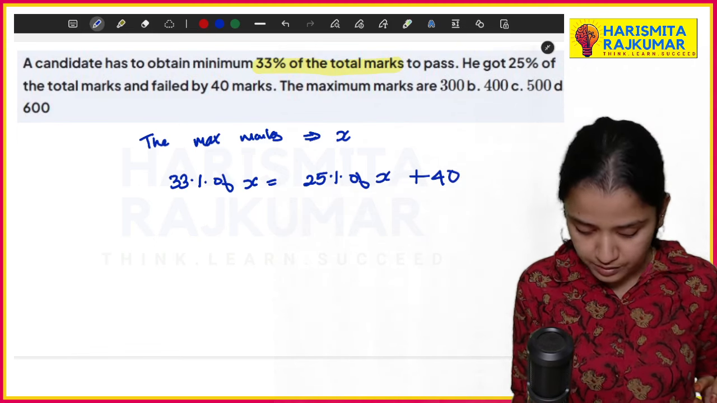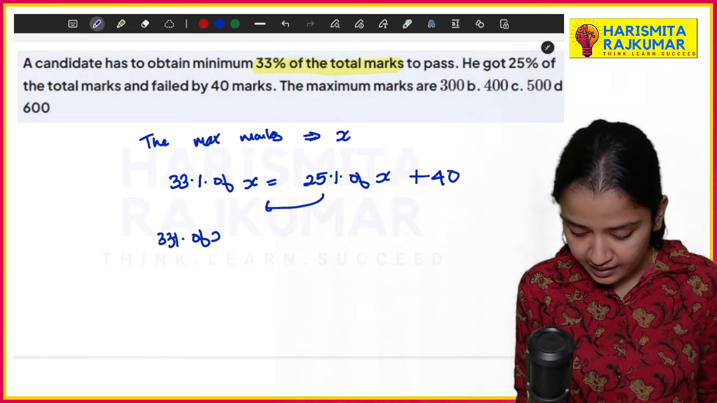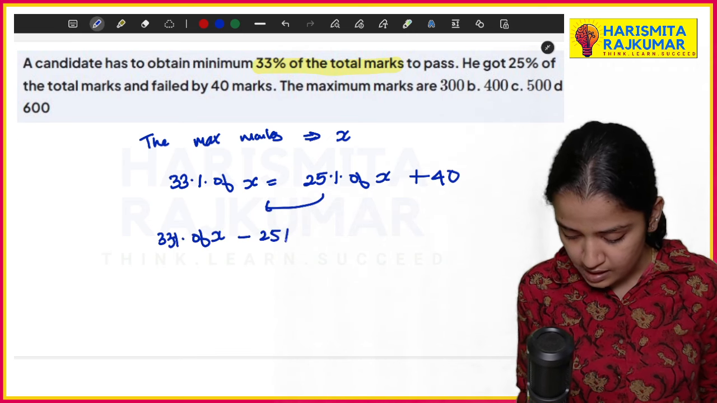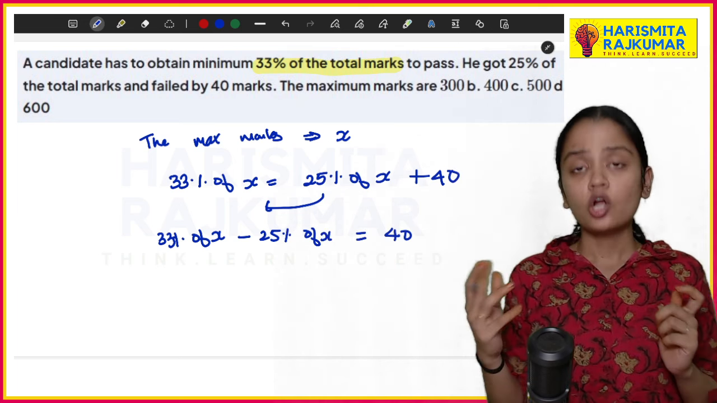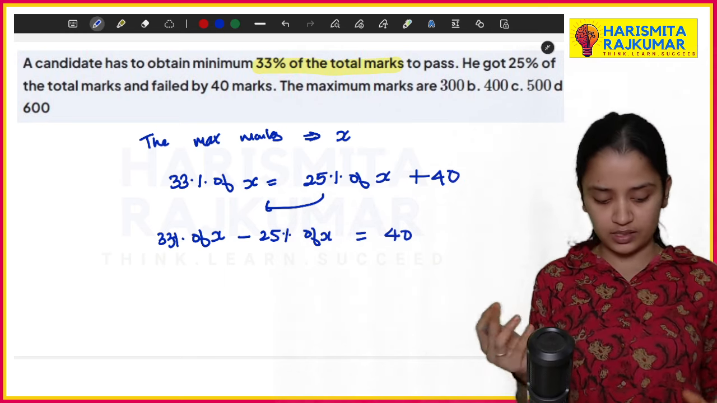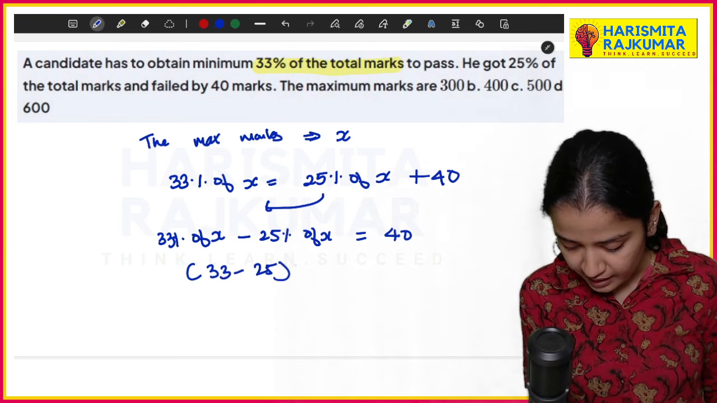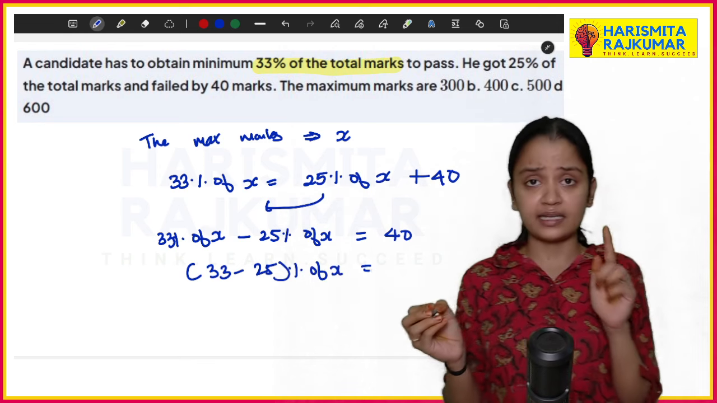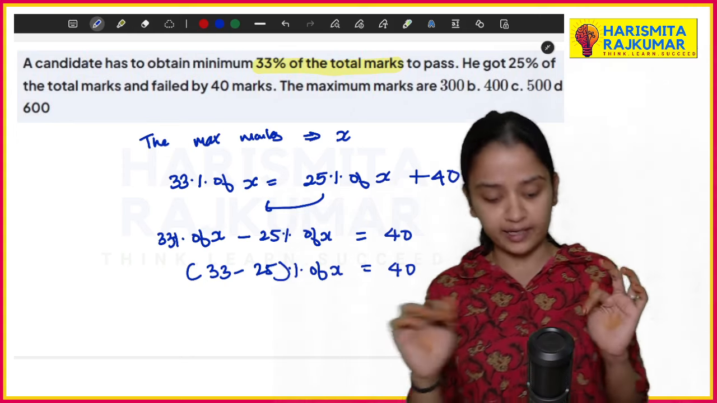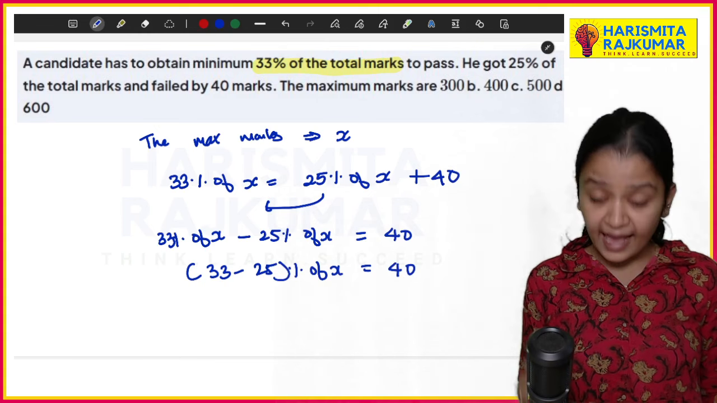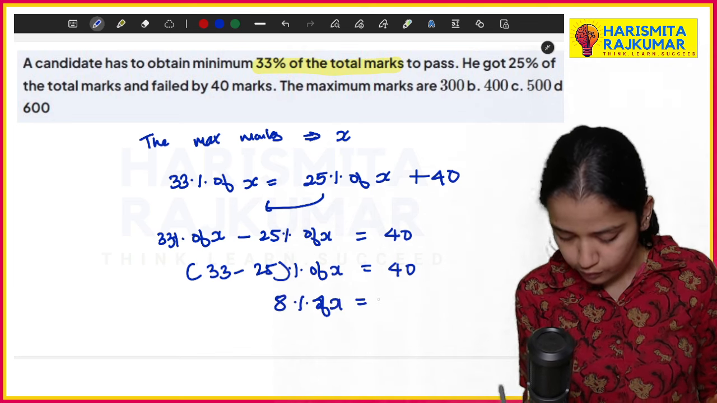Now what am I supposed to do? I'm just supposed to take this side. So 33 percentage of x minus 25 percentage of x is equal to 40. 33 percentage of x is 33 by 100 into x, and 25 percentage of x is 25 by 100 into x. So commonly you can just write (33 minus 25) percentage of x is equal to 40. You'll get the same answer either way. So here you'll be getting 8 percentage of x is equal to 40.